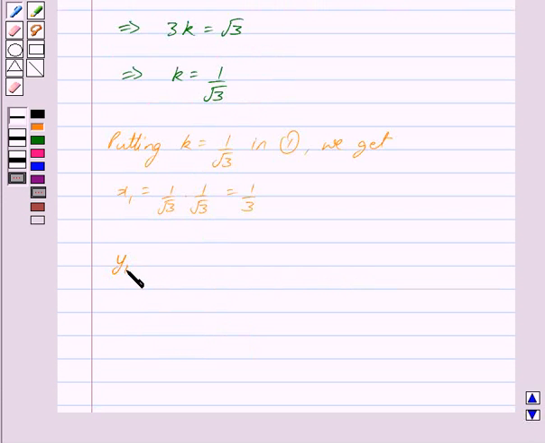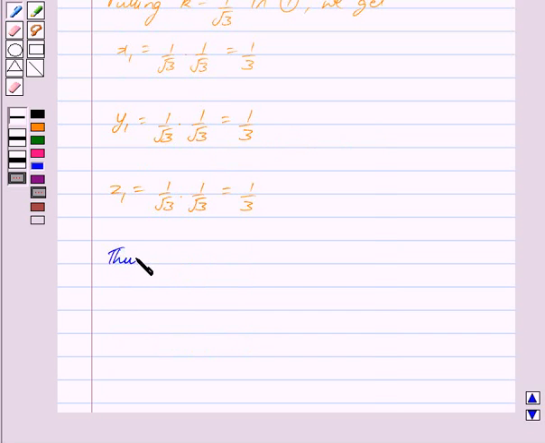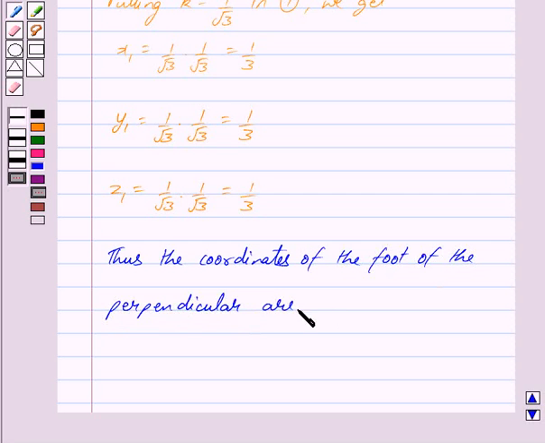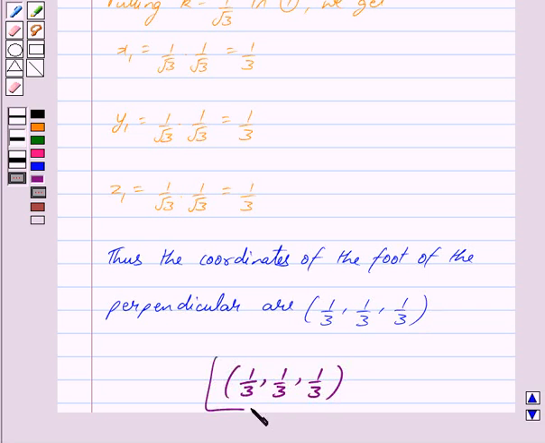y1 is equal to 1 upon root 3 into 1 upon root 3, which is again equal to 1 upon 3. And z1 is equal to 1 upon root 3 into 1 upon root 3, which is again equal to 1 upon 3. Thus, the coordinates of the foot of the perpendicular are (1/3, 1/3, 1/3). So we have got our answer as 1/3, 1/3, 1/3. Hope you have understood the solution.